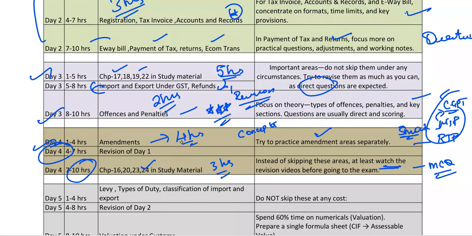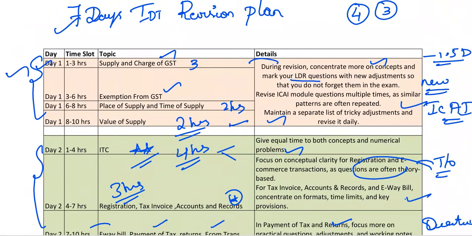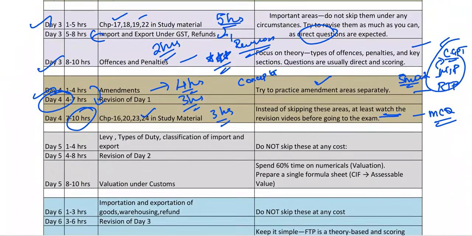Now day 4, next 3 hours. In these 3 hours, you are going to revise the day 1. Whatever we have completed in day 1, the revision of the day 1 will be done in the day 4.